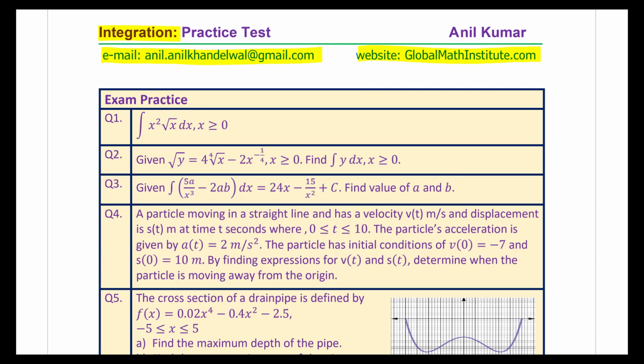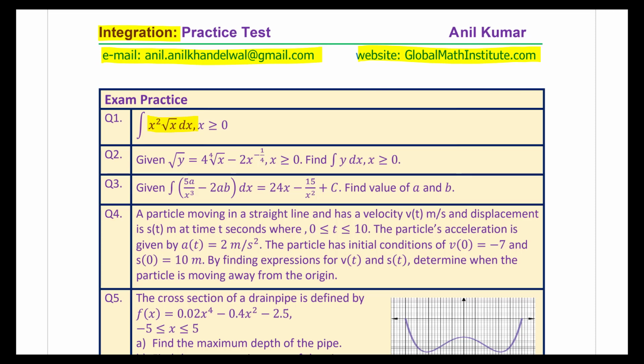To review what we have learned, here are 6 questions. I'd like you to pause the video, copy these questions, and then look into their solutions. Question number 1 is to integrate x square root x dx when x is greater than or equal to 0.